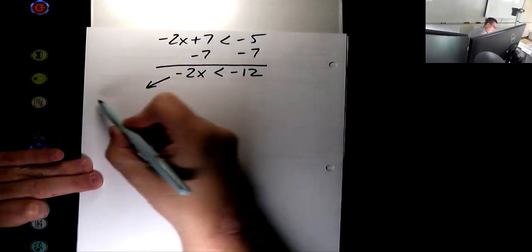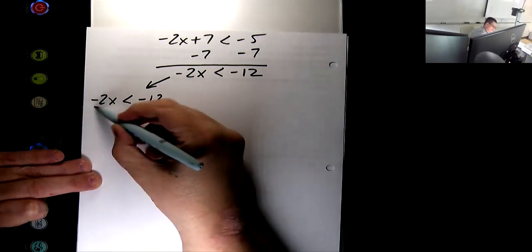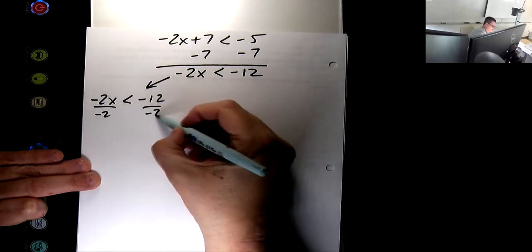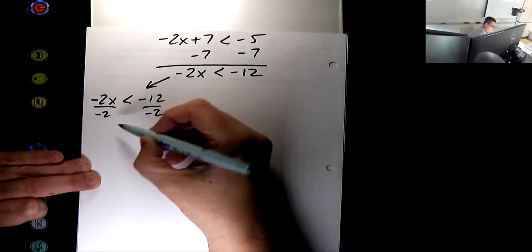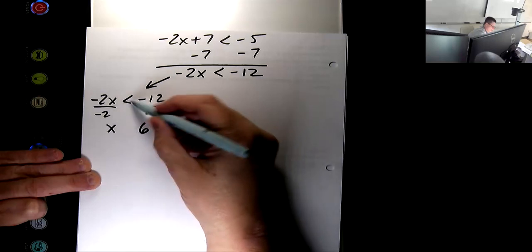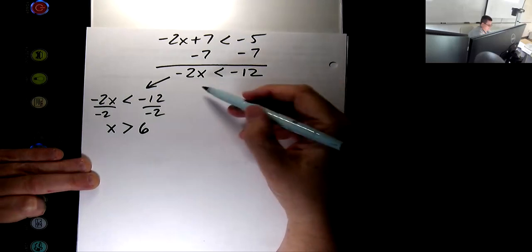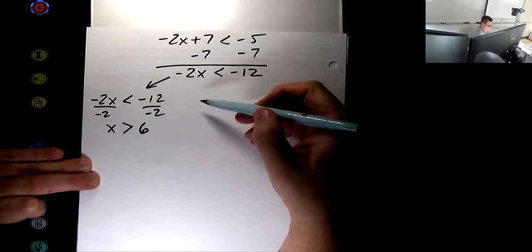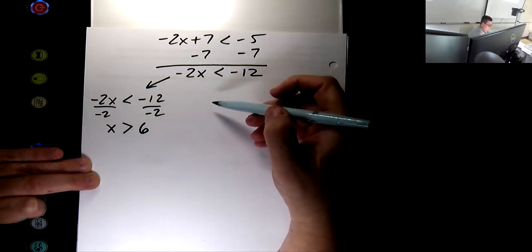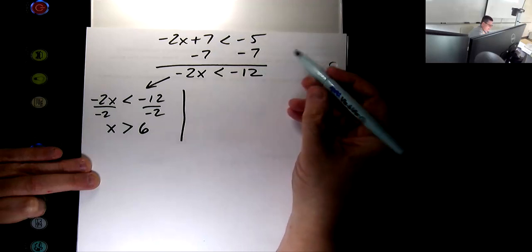You have two routes here. Route 1, I'm going to divide by the -2. And I get x on the left, 6 on the right. And I divided by a negative, so I have to change the sign. That's probably the quickest way.